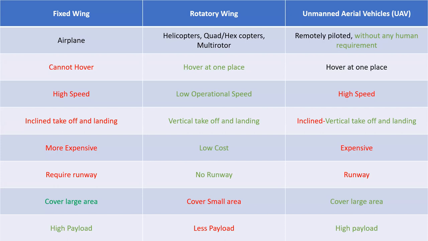You cannot give it a minimum speed. It has about 5 meters per second, and it cannot go below that. But for the rotary wing, you can have low speed, which is 1 meter per second as well. And these are not so costly. That's why I'm using these rotary wings for my measurements.